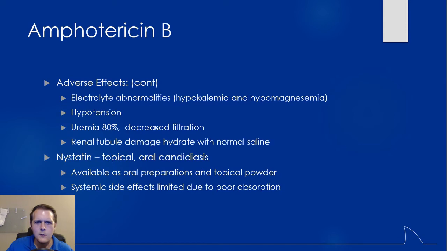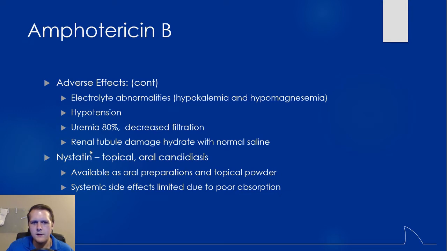The other big things you have to worry about are electrolyte abnormalities. This can interact with the renal cells and prevent them from reabsorbing potassium and magnesium, and so you end up losing a lot of that. It's called electrolyte wasting, and that can lead to some pretty significant cardiac effects if that's not monitored for and corrected. You can see hypotension, you can see renal insufficiency. You really have to hydrate the patient really well whenever you give this.